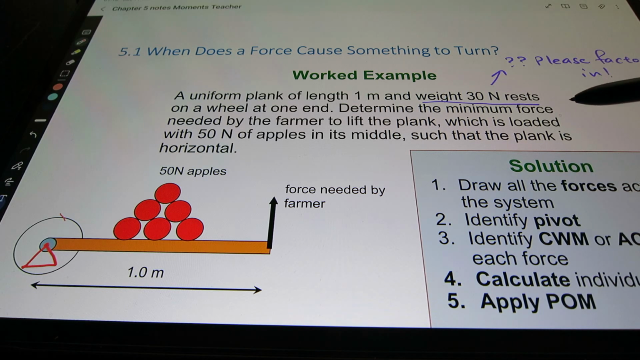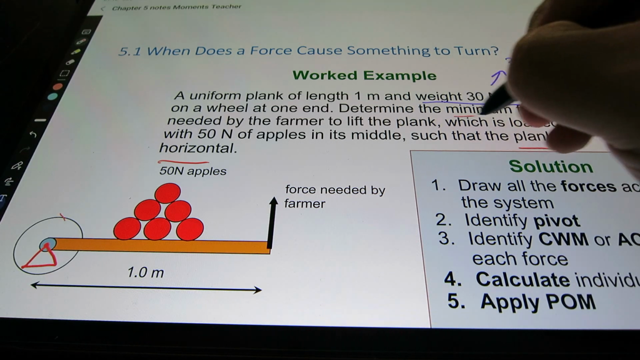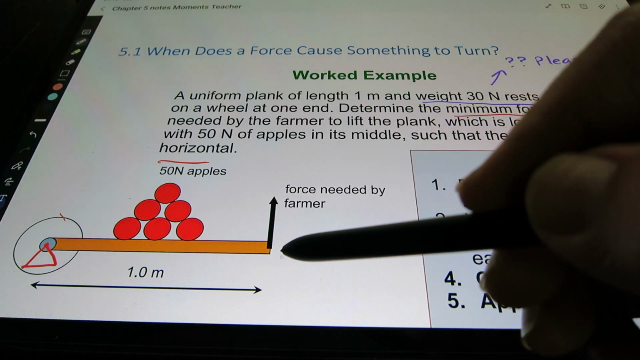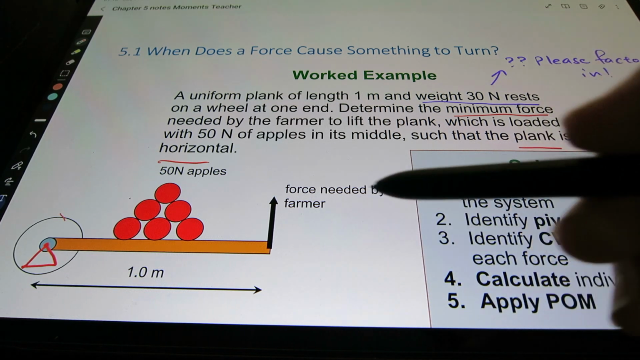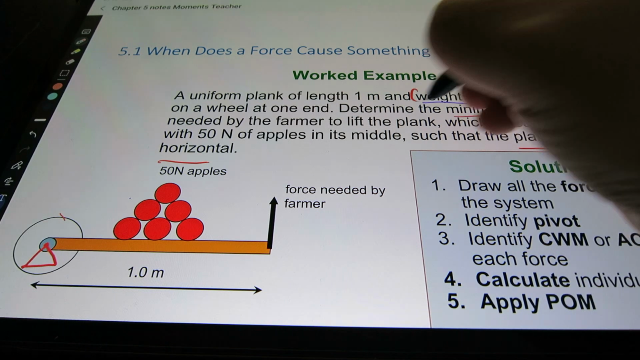Determine the minimum force needed by the farmer to lift the plank, which is loaded with 50 newtons of apples in the middle, such that the plank is horizontal. So when they say that the plank is horizontal, or they're asking you to find the minimum force, what they're saying is that it is the force that just manages to balance this, which means I'm talking about an object being in equilibrium. Alright, now this is going to be new.